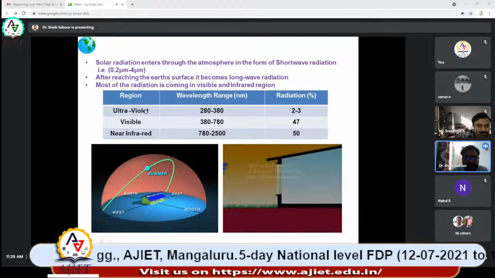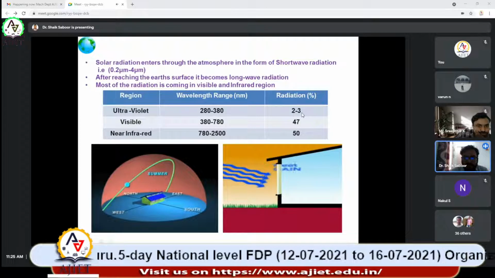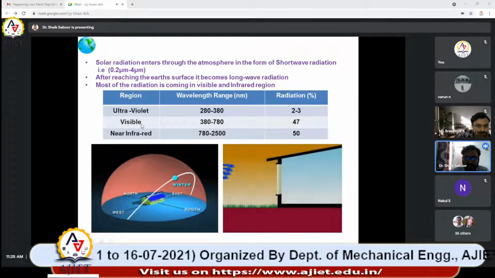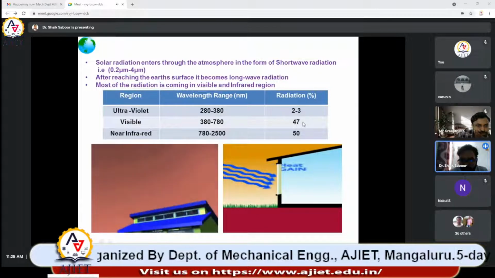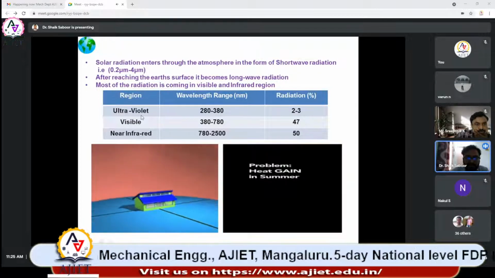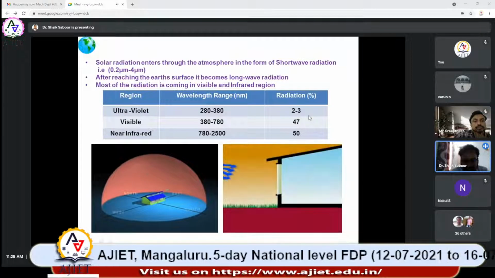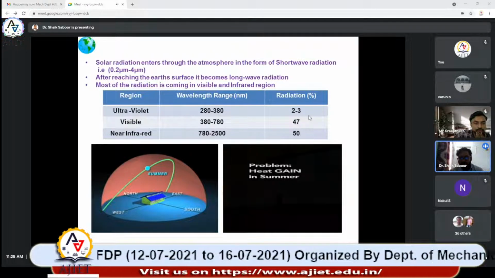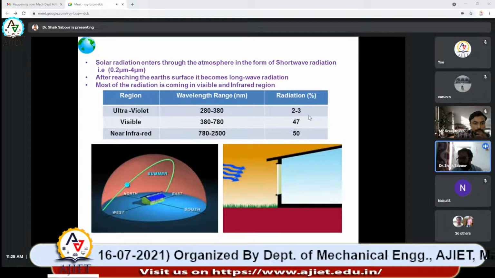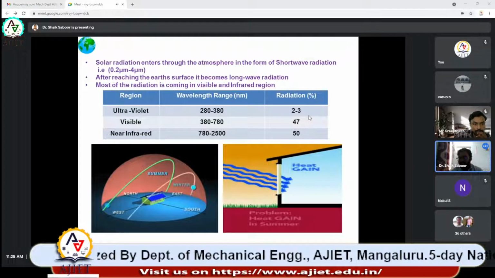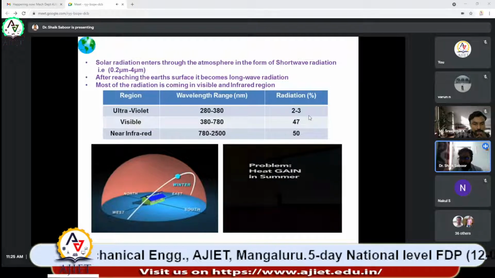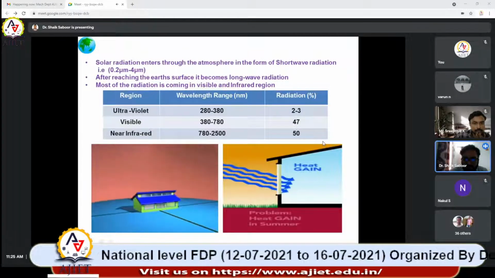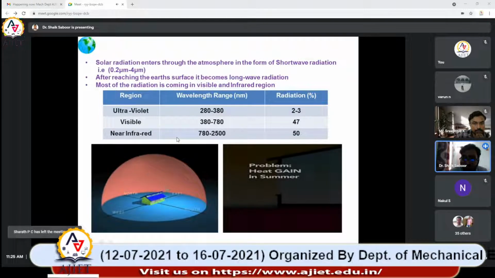So the ultraviolet spectrum will contribute to only 2 to 3% of radiation. If you talk about the visible spectrum, it contributes 47% of radiation, which means UV and visible together will give you 50% radiation. When you have to consider the total radiation, because you are using the glazing for heat gain, you have to consider the total radiation, 100%, which means you have to consider the infrared as well.